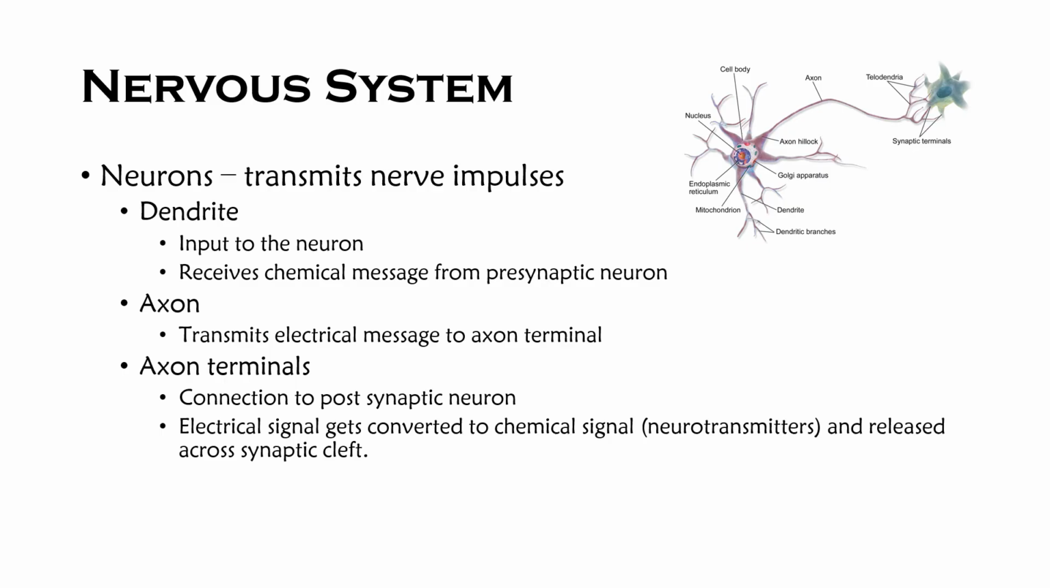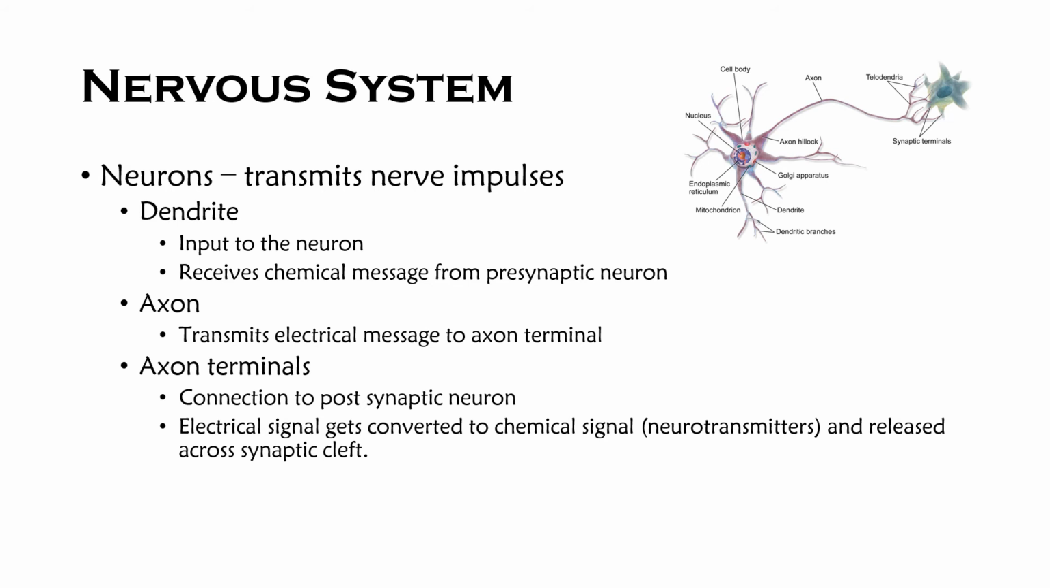There are two cell types in the nervous system, one of which being neurons. Neurons transmit nerve impulses. There are three parts to a neuron. There's the dendrite, and this is the input to the neuron. The dendrite basically receives chemical messages from the presynaptic neuron. Axons transmit an electrical message to the axon terminal.